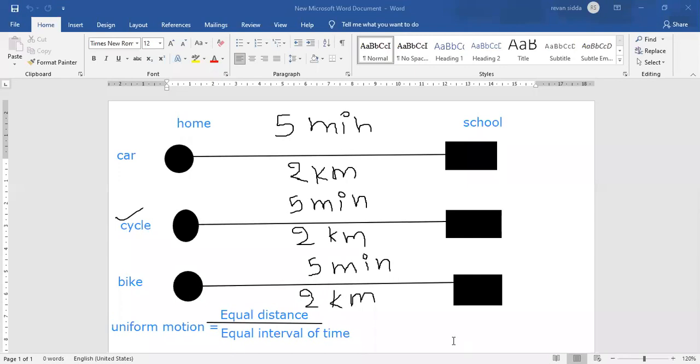So the definition of uniform motion is: if an object covers equal distance in equal intervals of time, then the motion of the object is called uniform motion. Okay, understood everyone? There are many examples of uniform motion.